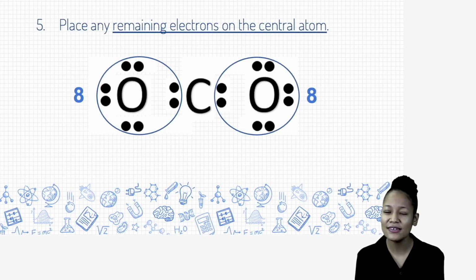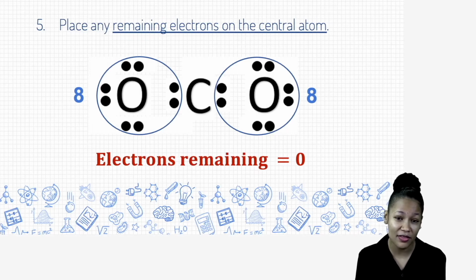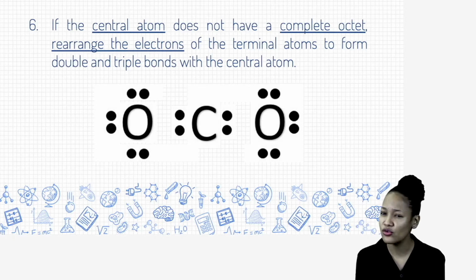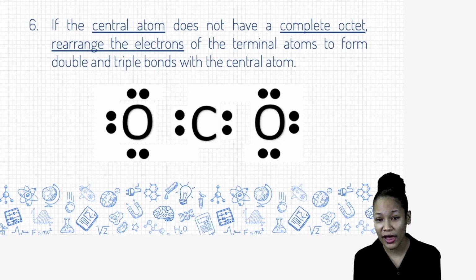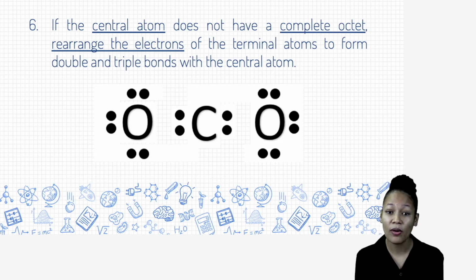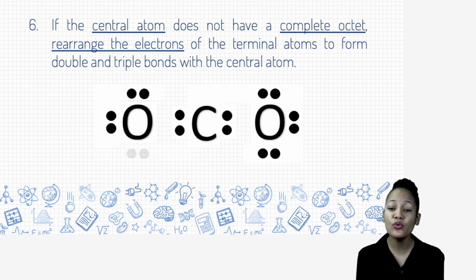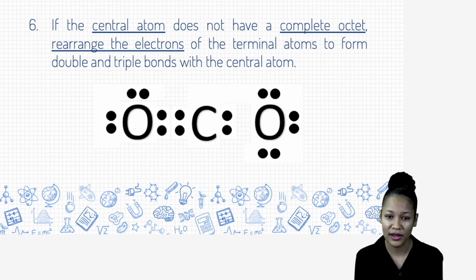Step 5 says place any remaining electrons on the central atom. But Junior Techies, remember, we've already used up the electrons. Step 6 is a very important step, which says if the central atom does not have a complete octet, we need to rearrange the lone pairs on the terminal atom to form double and triple bonds on the central atom. So, when we count the number of electrons on carbon, we find that it is only surrounded by 4. Its octet is not complete. So we move to the oxygen atom on the left and move one of its lone pairs of electrons between it and the carbon atom to form a double bond.